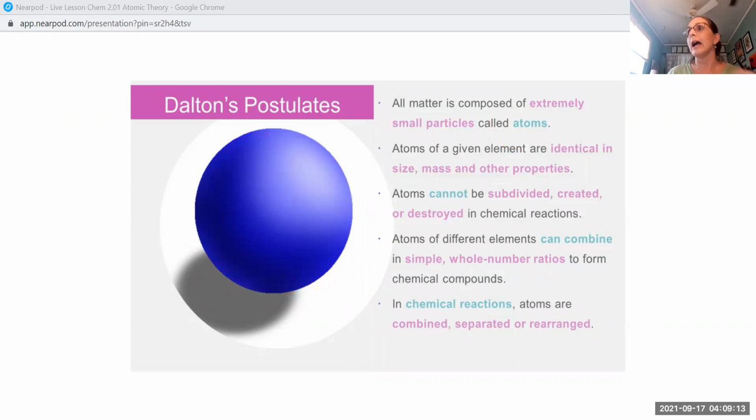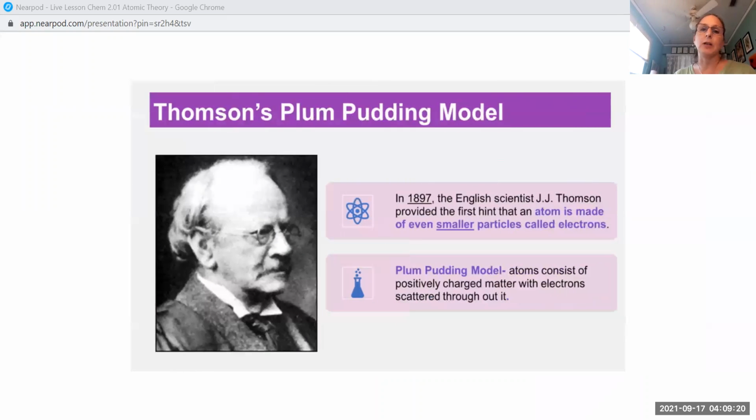The only thing was, this is what they accepted. It was proven. But then Thomson came along. JJ Thomson. Go JJ. I like his first name, JJ. This is him right here. He looks very happy. In 1897, he looked at Dalton's postulates and he was like, there's one that's wrong.